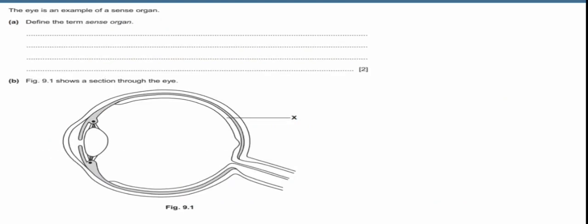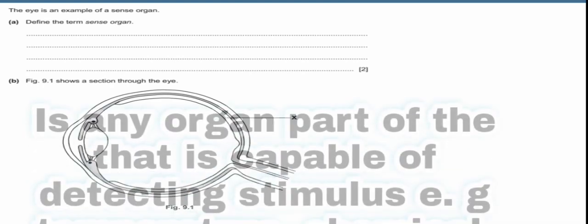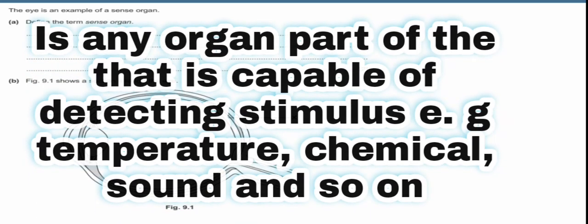The next one is coming from sense organs, and it says the eye is an example of a sense organ. Define the term sense organ. So the sense organ is any organ or part of the body that is capable of detecting the stimulus.